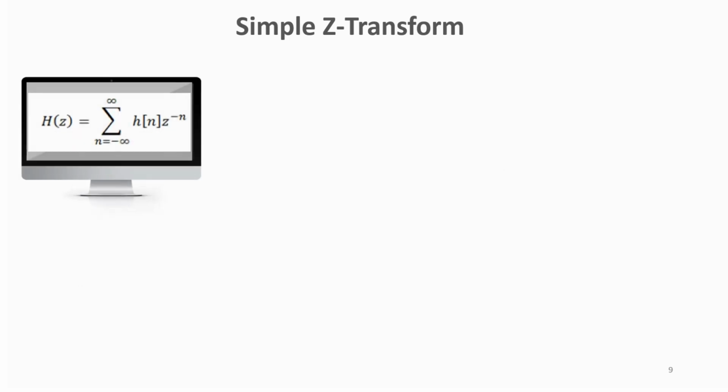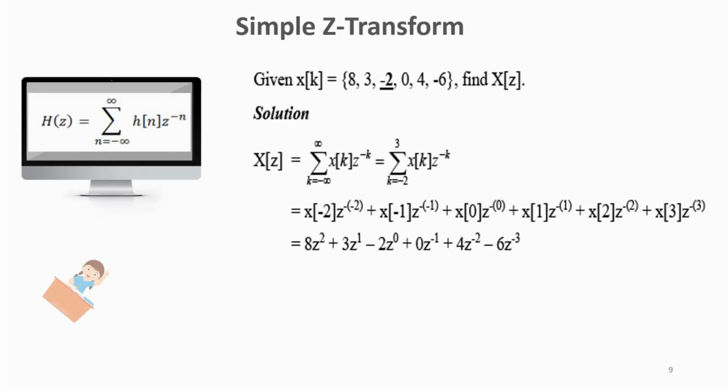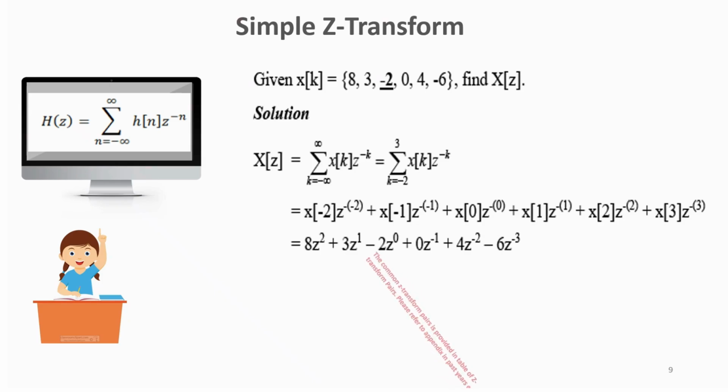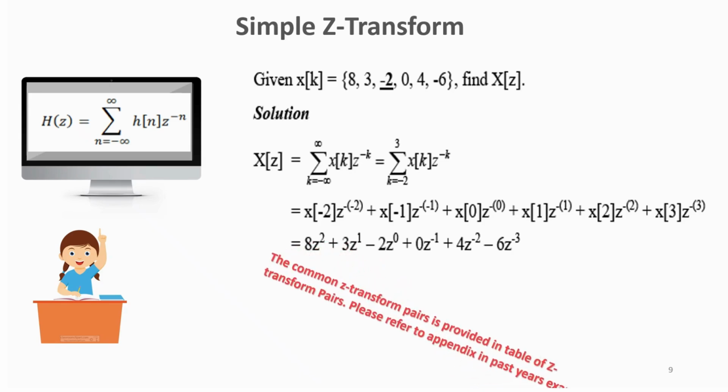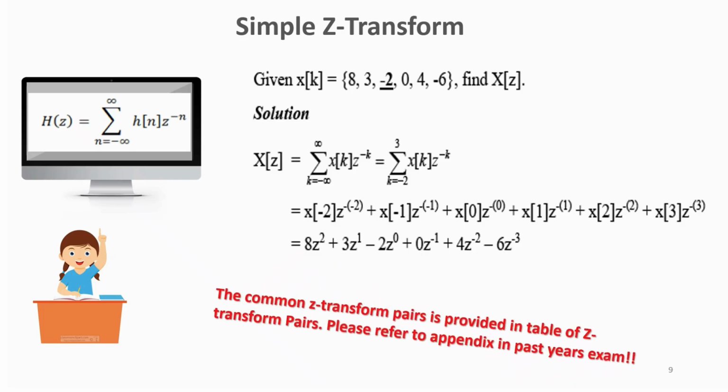Let's look at a simple example of the Z transform. We are given a signal x(k), and we want to find its Z transform. To solve this question, firstly, apply the Z transform equation, and substitute all the values of sequence k into the equation. Then calculate and simplify the calculation. This will give the Z transform of all number of sequences. Usually, the common Z transform pairs are provided or will be given in a table in the appendix. You may refer to past year's exam questions and you will notice the appendix at last page.